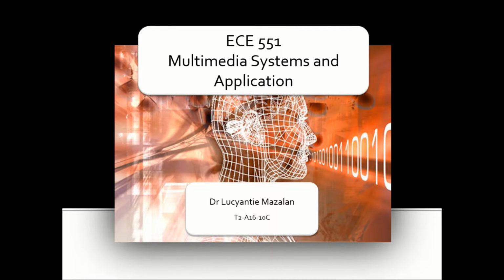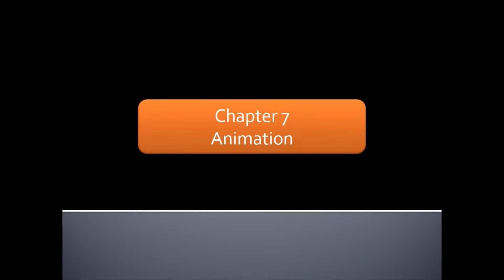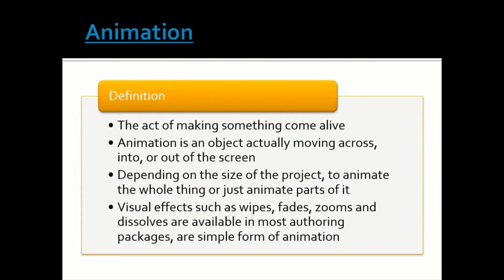So today we are going to learn about chapter 7, which is animation. So what is animation? By definition, animation means the act of making something come alive. It's not just that, it is making a static presentation come alive. So we have PowerPoint as our static presentation. We could also add an animated value to it so that it becomes more interesting.